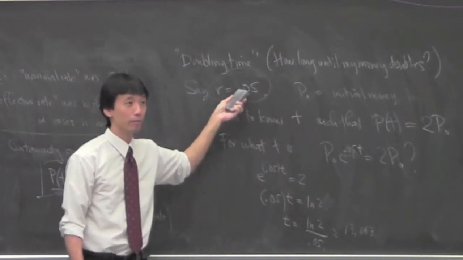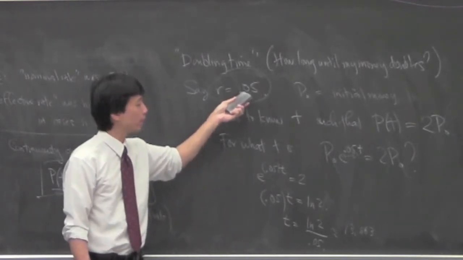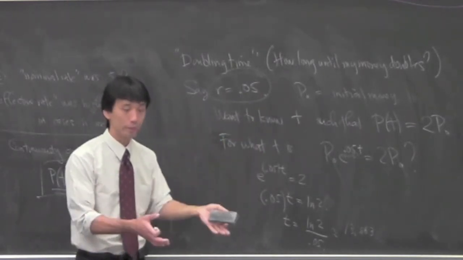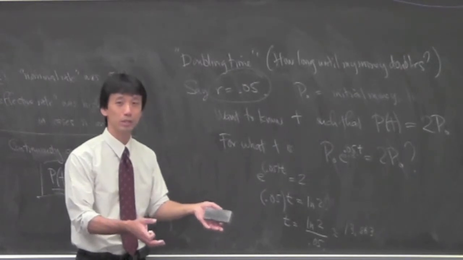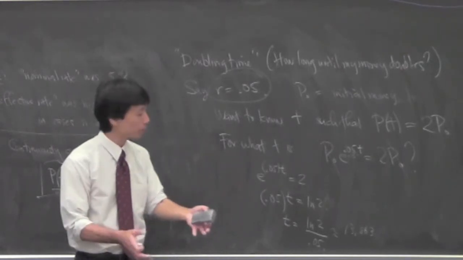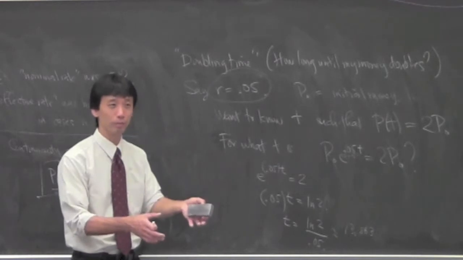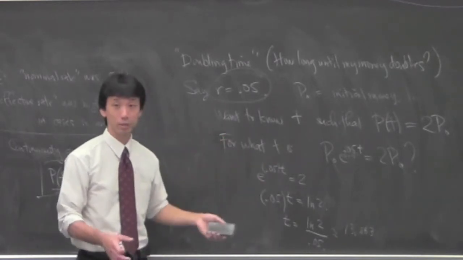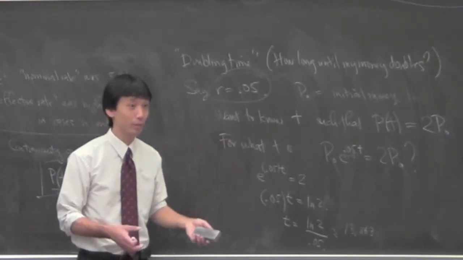Somebody gives you a rate of growth and says, how long does it take for your population to double, for example? The population is growing exponentially at a certain rate. How long does it take until the population doubles? That's also an important question.